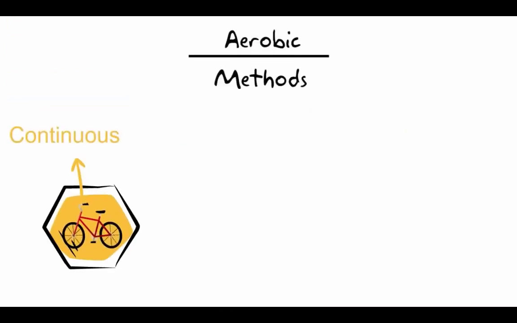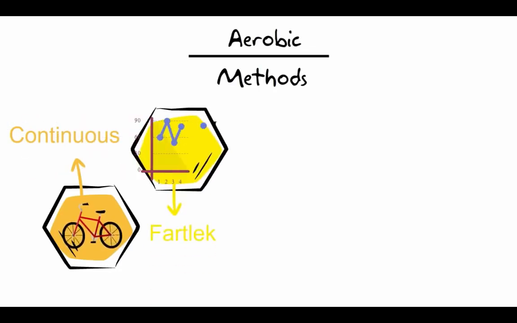Aerobic training can be continuous, also known as uniform, which is when the athlete performs the same activity at the same intensity for a specified duration of time, such as going for a bike ride. Fartlek training is when the athlete participates in a single activity with random, varying intensities.